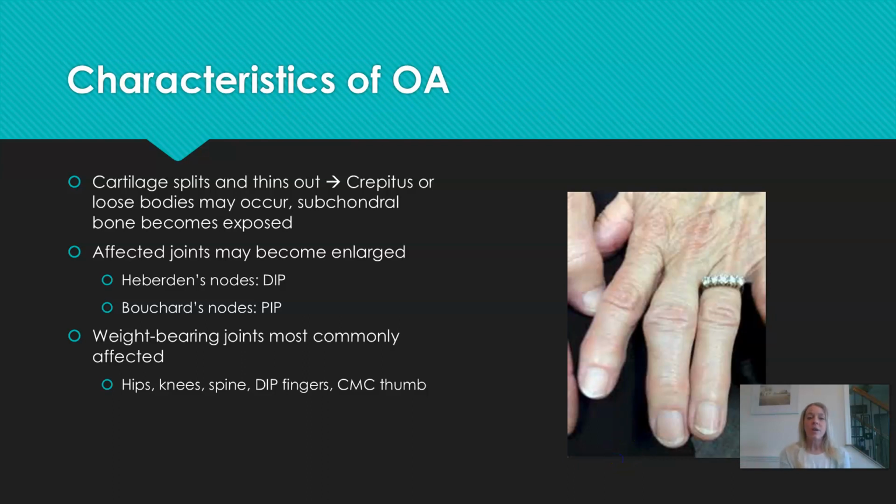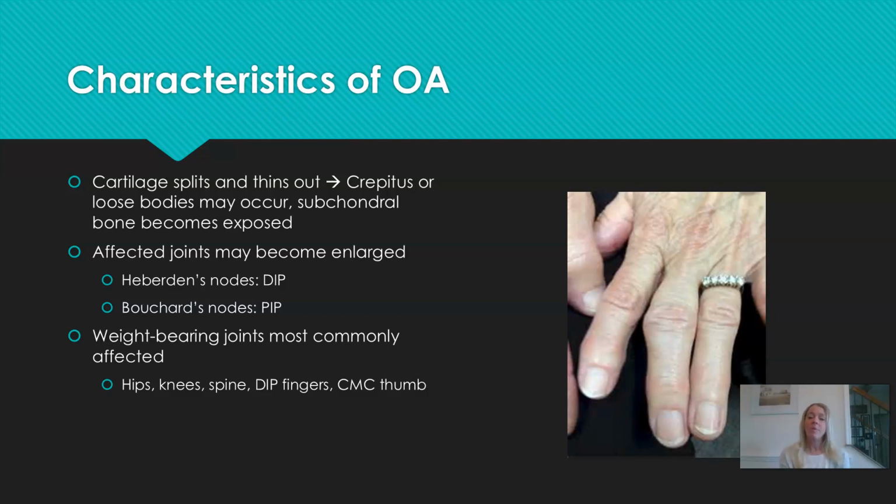So with osteoarthritis, again, the cartilage is going to start to thin out and eventually split to the point that you do have bone on bone. When you get to that point, you'll hear what we call crepitus, which is kind of like that grinding of the bones together. Loose bodies can also occur, and if that happens, they kind of float around in the joint space and can get caught and can be very uncomfortable as well. The subchondral bone will eventually become exposed and wear on the other bone, and again, this is very painful.